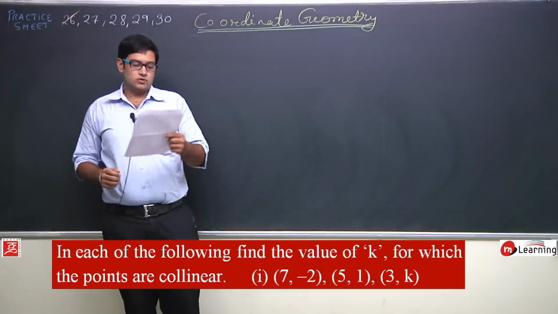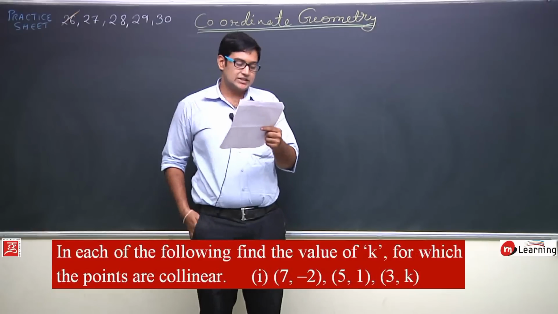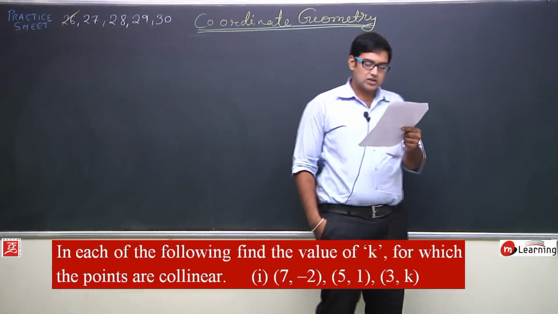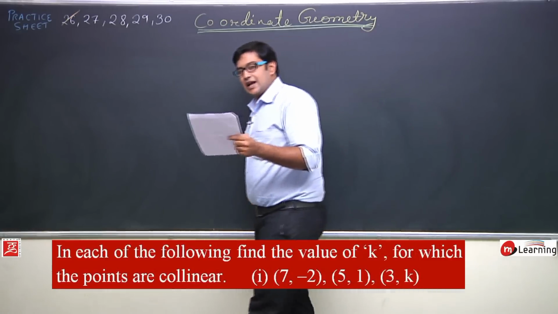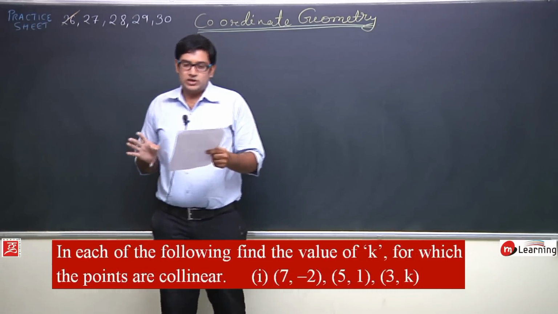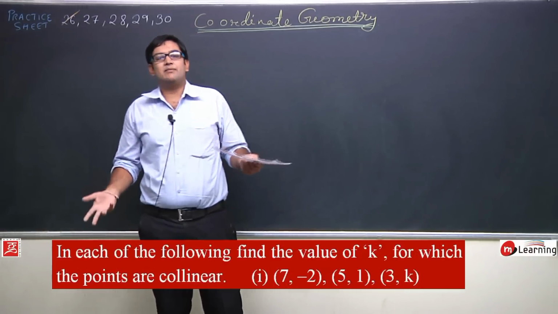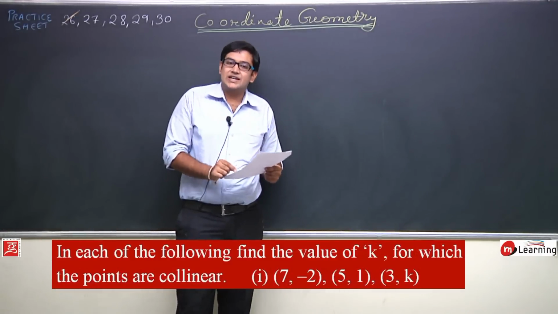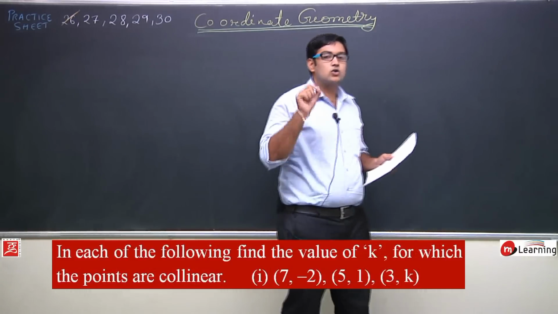Okay, now let us solve question number 27 from the practice sheet. Question number 27 says, in each of the following find the value of k for which the points are collinear. Okay, so it is given that there are 2 subparts in this question. What you need to do is determine the value of k. K is a variable, we don't know what k is, we need to determine its value based on the condition that the 3 points given in this question are collinear.